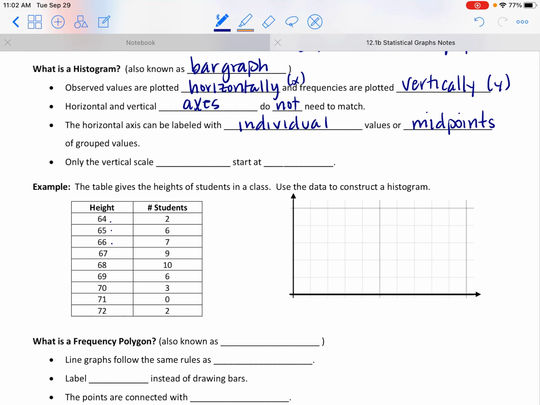Okay? And then our horizontal axis, that's this one, does not have to start at 0. It can start wherever our data starts. But our vertical axis does have to start at 0, otherwise it could distort the picture. So only the vertical scale must start at 0.